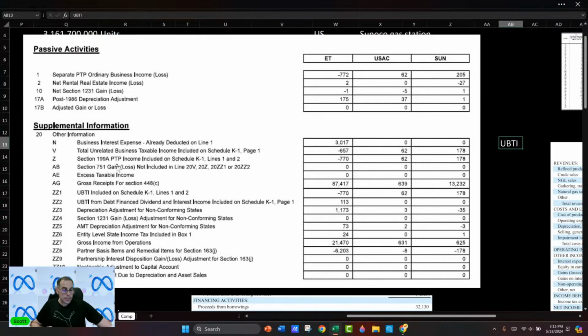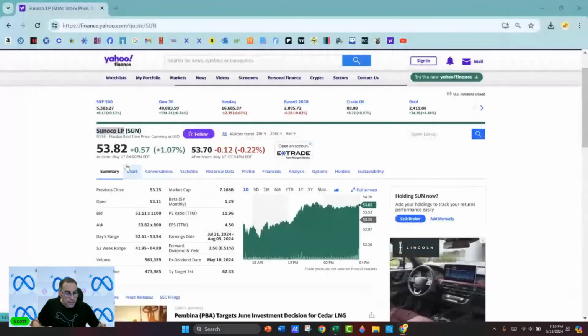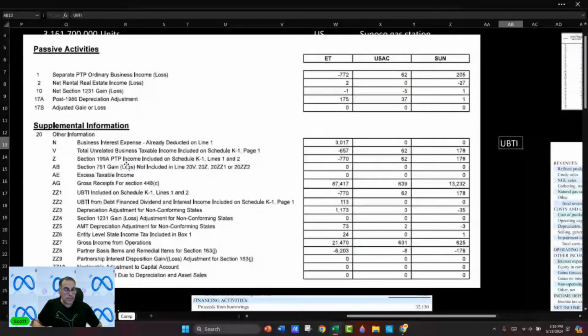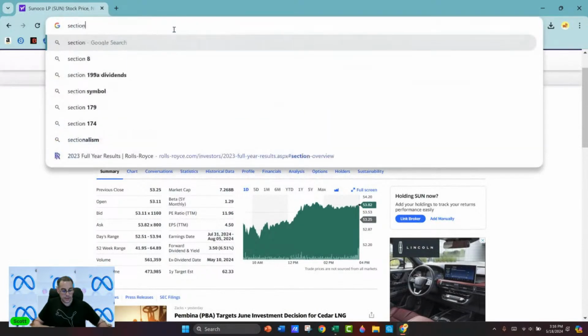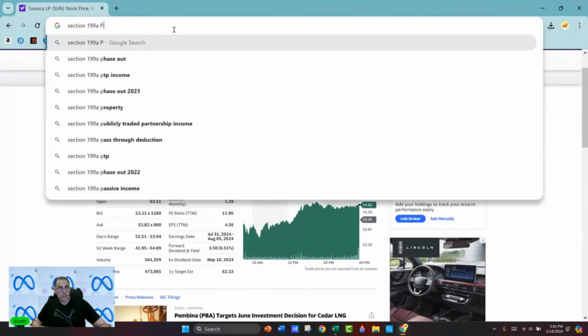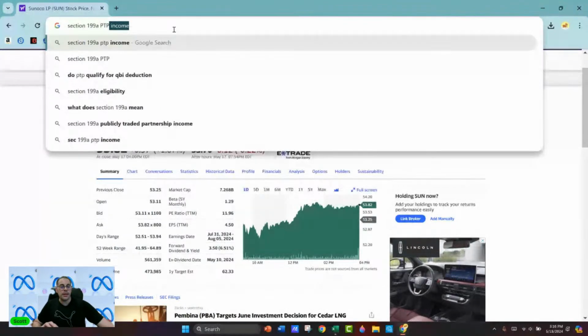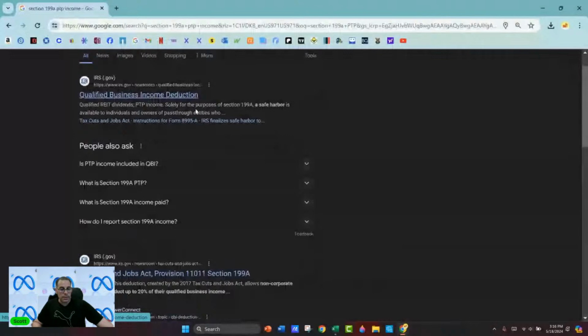Section 199A, PTP. Does anybody know what that means, PTP? Income included on Schedule K-1s. Can someone Google it? Section 199A, PTP. Just what the acronym stands for? I always like to know what acronyms are. It's like a hobby of mine.